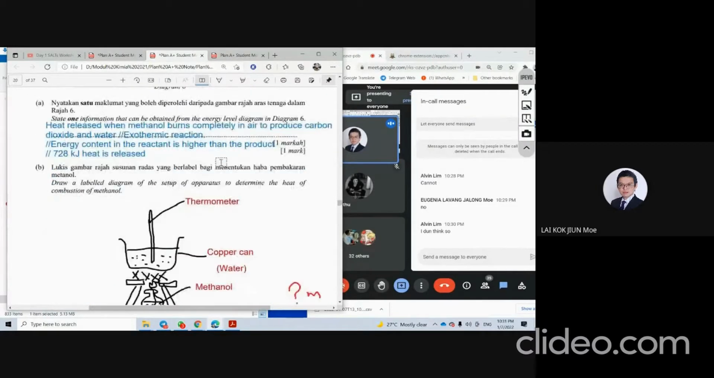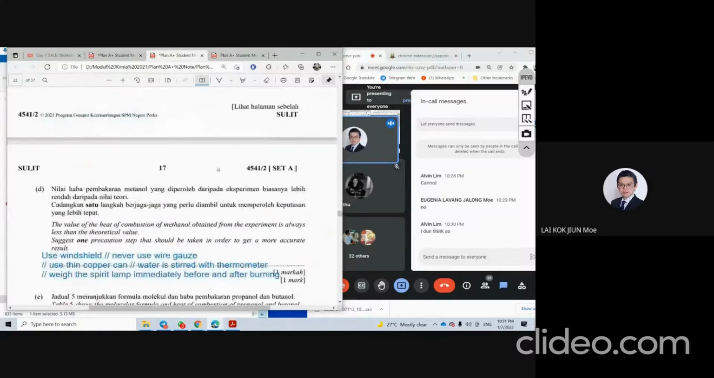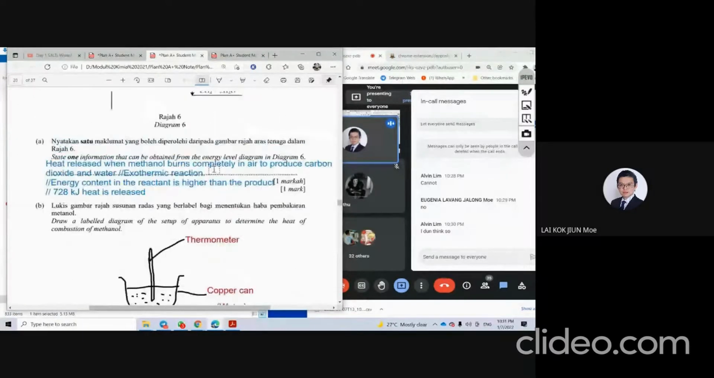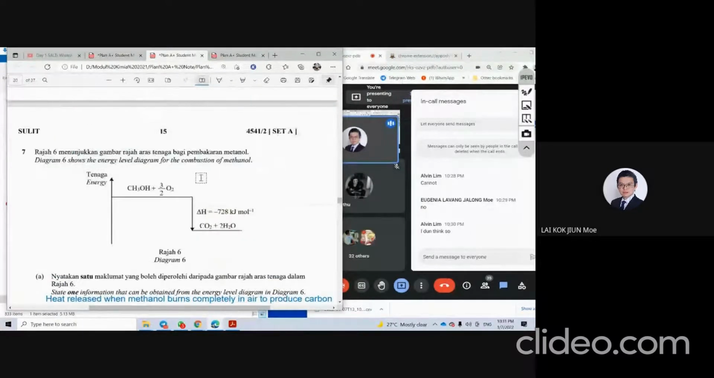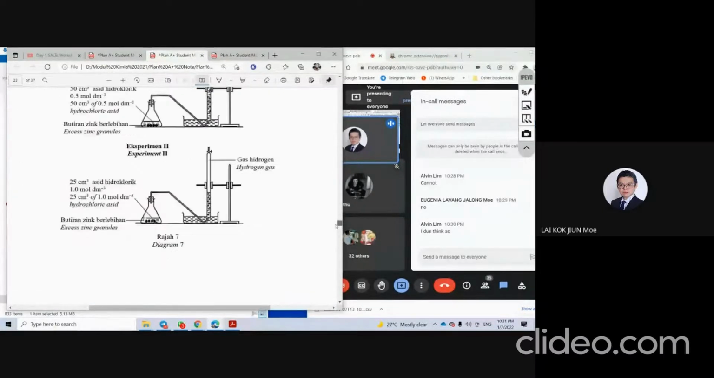Comparison. Okay, I think we will stop until this part. Essay we'll do tomorrow, okay? So tomorrow we still have class, same time. So you see this one, question 7. We start at question 7, last question.